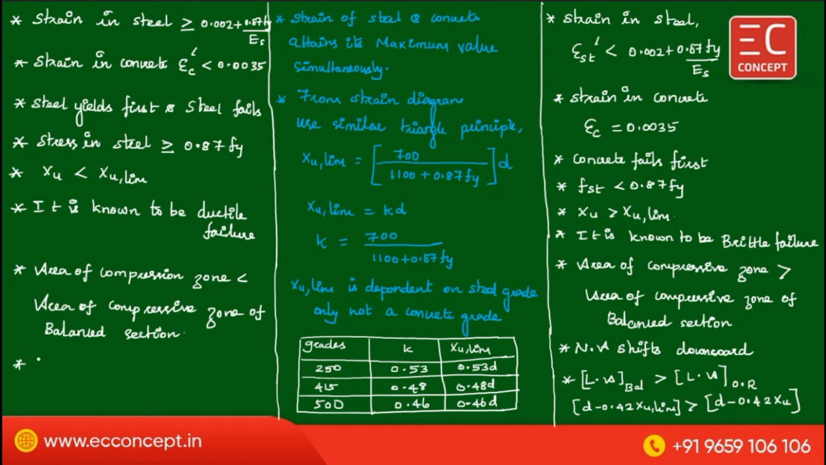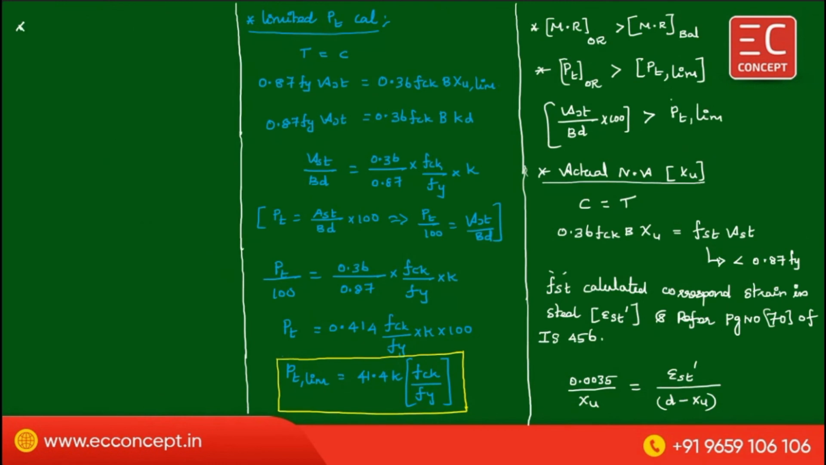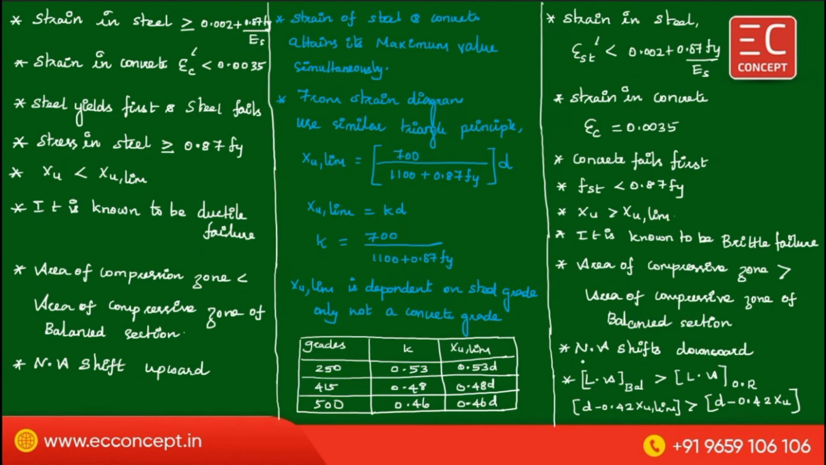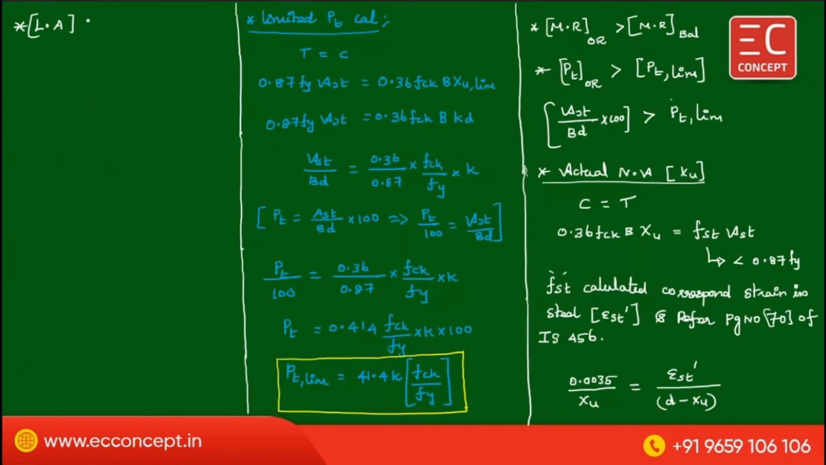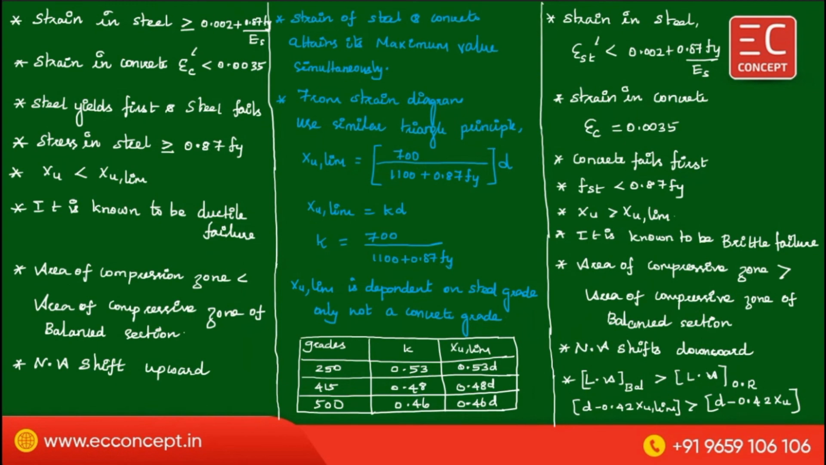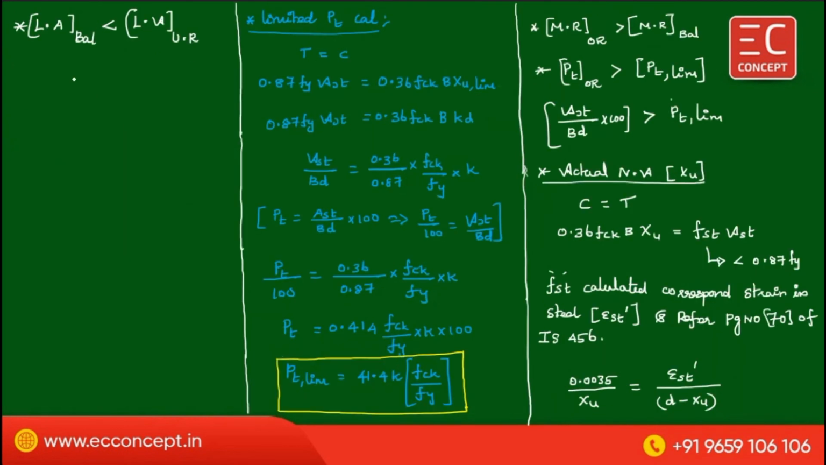Now, next point, you can say the neutral axis. What happened? It shifts upward. The next point is the lever arm. In the balanced or over reinforced section, the lever arm is less. But here, the lever arm is greater; that is under reinforced. The balanced lever arm is less than the lever arm of under reinforced, so it is the reverse of this one.